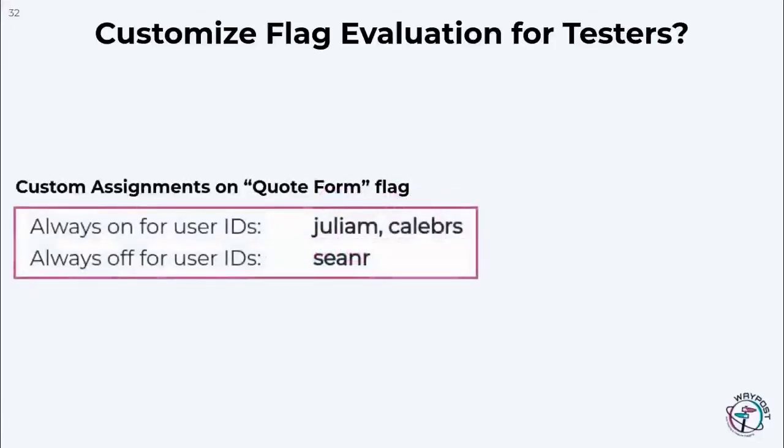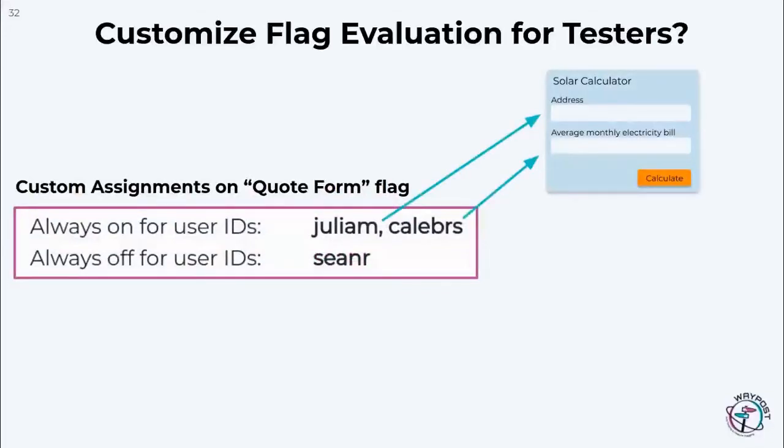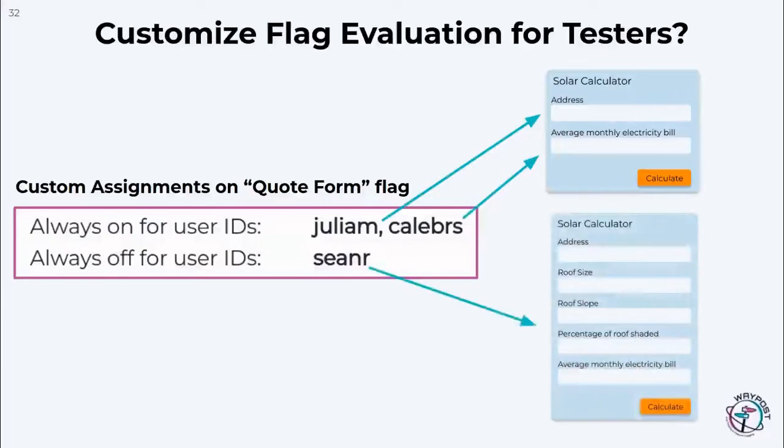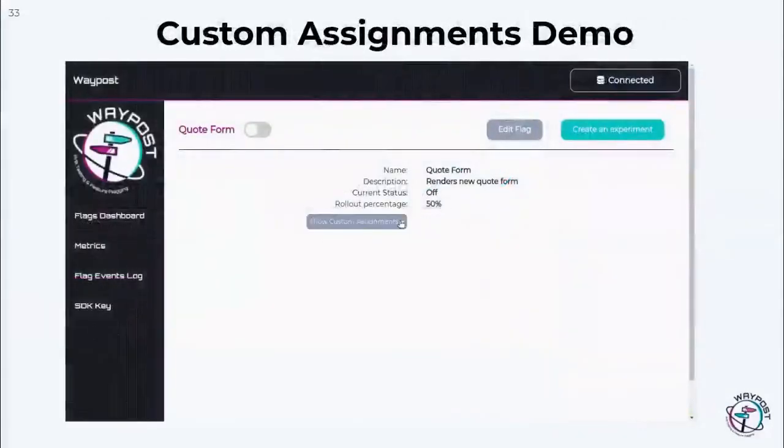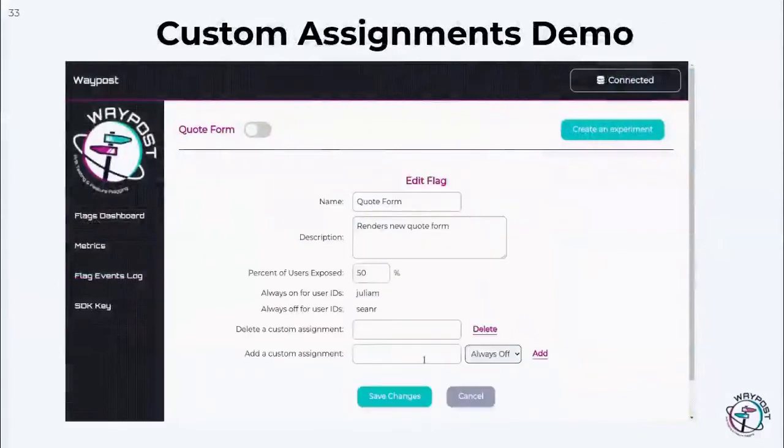Here's an example of 3 custom assignments on the quote form flag. With these set up, the flag will always return true and show the new version of the quote form for users Julia M and Caleb RS, while Sean R will always be shown the old version of the quote form. Here's how you can view and edit a flag's custom assignments in the Manager App's UI.